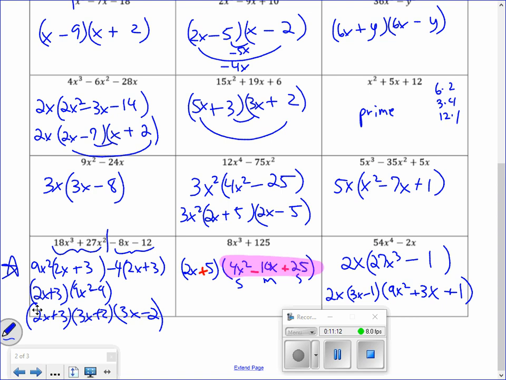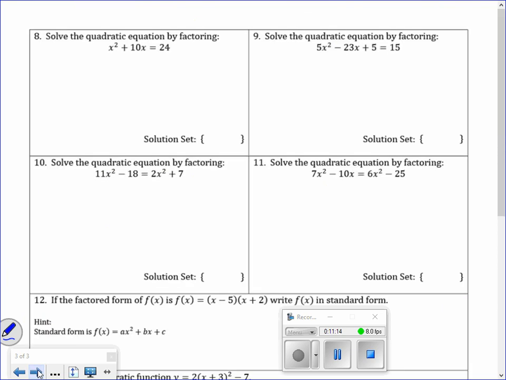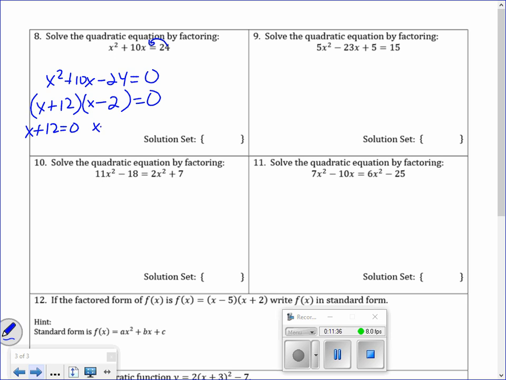All right, last page. So now I'm solving by factoring. So I got to move my 24 to the other side. So I have x squared plus 10x minus 24 equals 0. So when I factor, I get x plus 12 and x minus 2 equals 0. All right, so remember, I'm looking for answers. I want to know, when is x plus 12 equal to 0? When is x minus 2 equal to 0? Because if these two things multiply to 0, one of them has to be 0. So this answer is negative 12. This answer is 2. So negative 12 and 2.